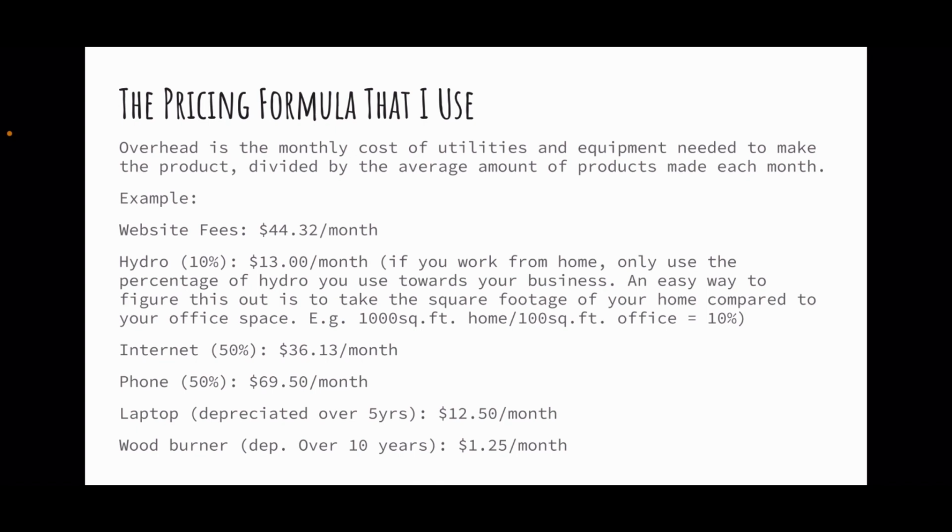Now for laptop and wood burner and any other equipment that you're going to be using, you want to depreciate it, which means you need to take the approximate lifespan of that product. So say my laptop is going to last me for 5 years, then I would take the total cost of my laptop and divide that in months by the 5 years, and that would get me my dollar amount, which in this case is $12.50 a month. And I did the same thing for my wood burner, which I expect to last me about 10 years.